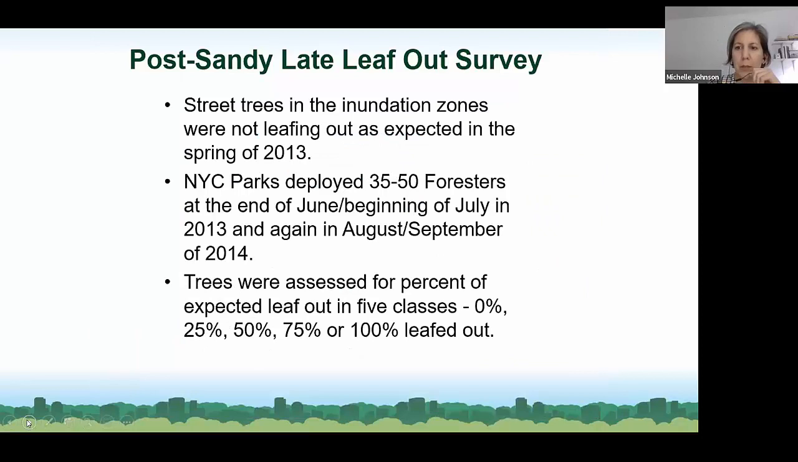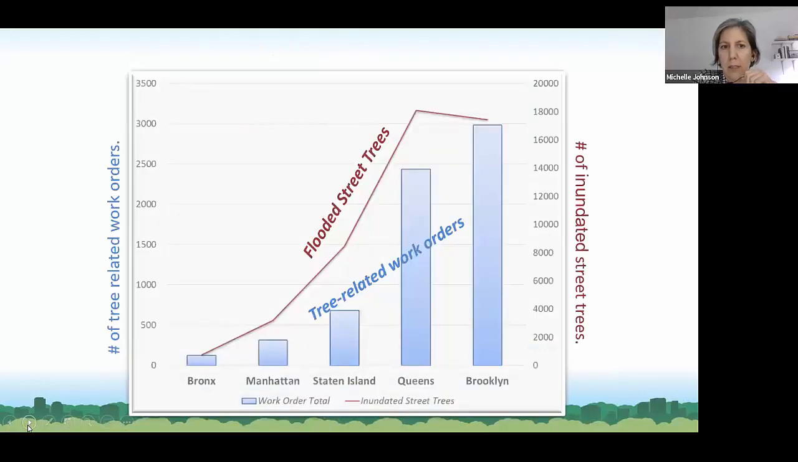New York City Parks is responsible not only for parklands, but for street trees in New York City. After Sandy hit, they went out and did a late leaf out survey in the city. What they observed is that street trees in the inundation zones of Sandy weren't leafing out as expected. So they did a broader study in 2013 and 2014 and assessed this leaf out. Next slide, please.